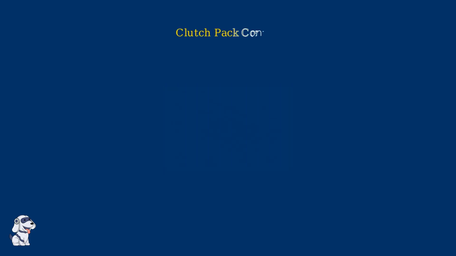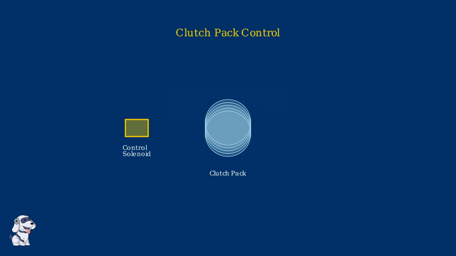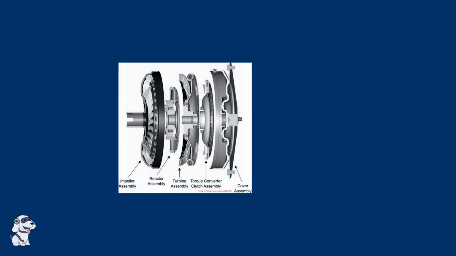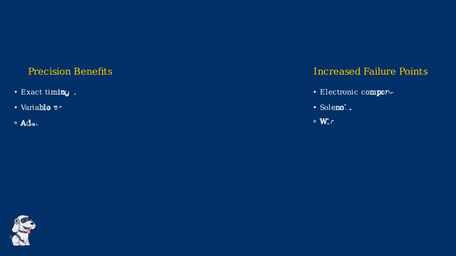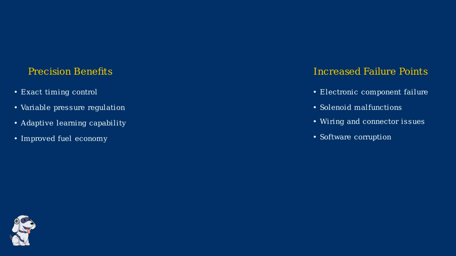Solenoids control the application of clutch packs within the transmission. When the control module sends a signal, the solenoid opens or closes, directing hydraulic pressure to engage or disengage specific clutch sets. The solenoids also control the torque converter lockup system. Let's examine the torque converter assembly and understand how electronic control manages this critical component. This electro-hydraulic control provides exceptional precision in timing and pressure control.